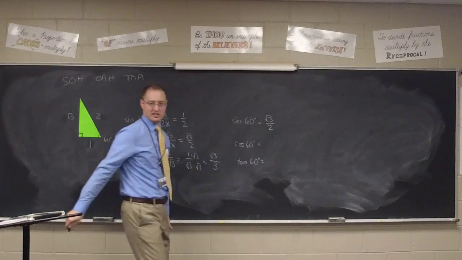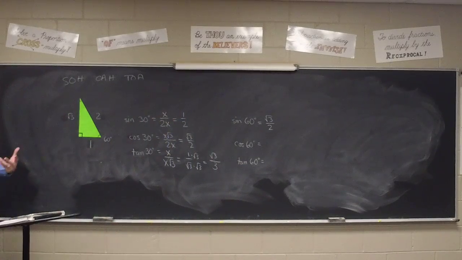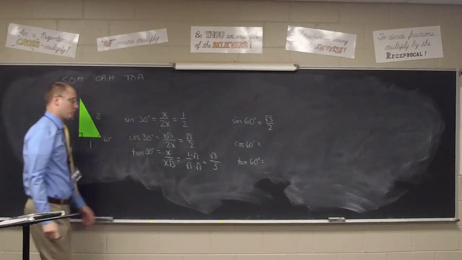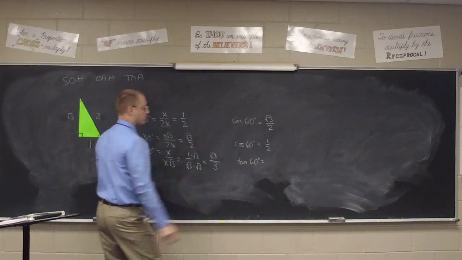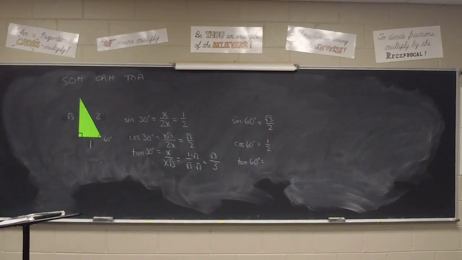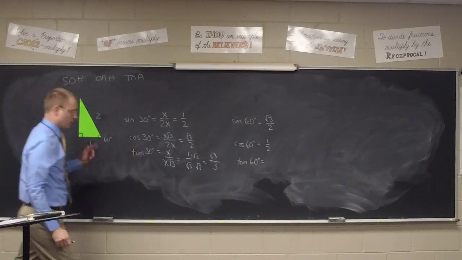Isn't it easy without the x's in the way? You could probably knock out the x's in your head, I suppose, but it's nice to be able to knock them out this way. Cosine is what over what, class? Adjacent over hypotenuse. And what do we get? 1 over 2. Tangent is what over what, class? Opposite over adjacent. And what do we get for tangent of 60? Square root of 3 over 1.